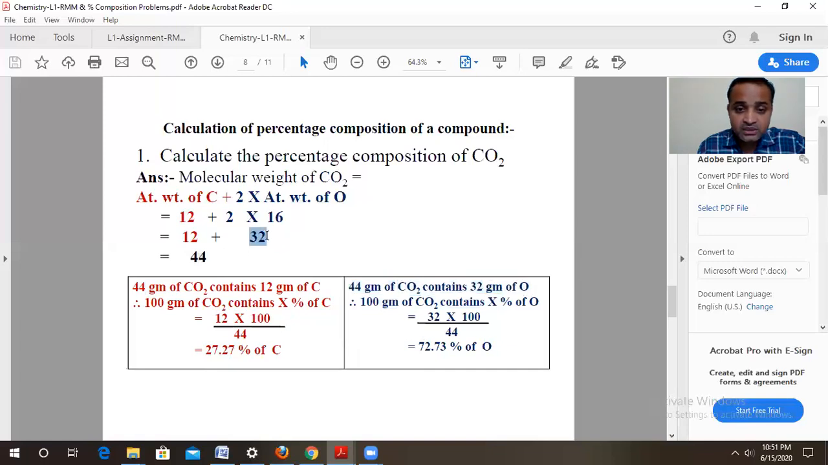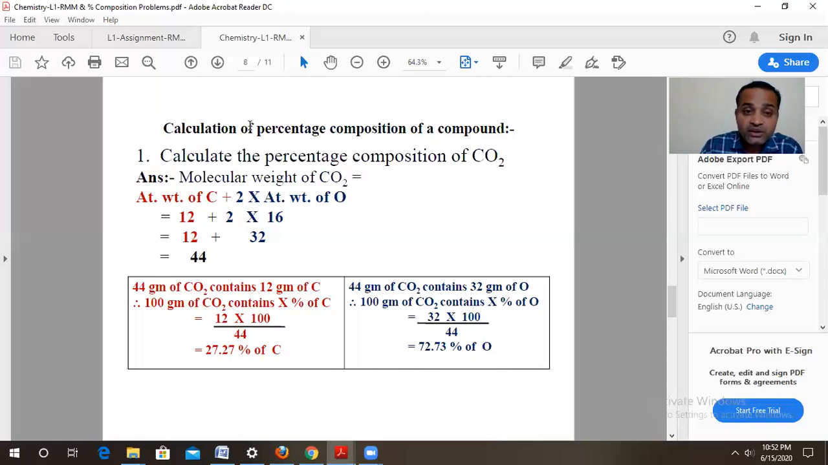See over here, isn't it? Therefore, 100 grams of carbon dioxide will contain x gram of oxygen. So x is equal to 32 multiplied by 100 divided by 44, cross multiplication, isn't it? So it is 72.73% of oxygen. So carbon dioxide contains 27.27% of carbon and 72.73% of oxygen. And when you add 27.27 plus 72.73, the total is 100.